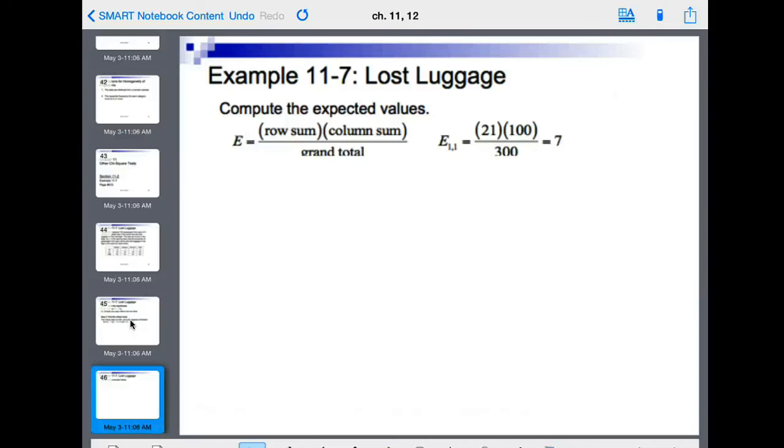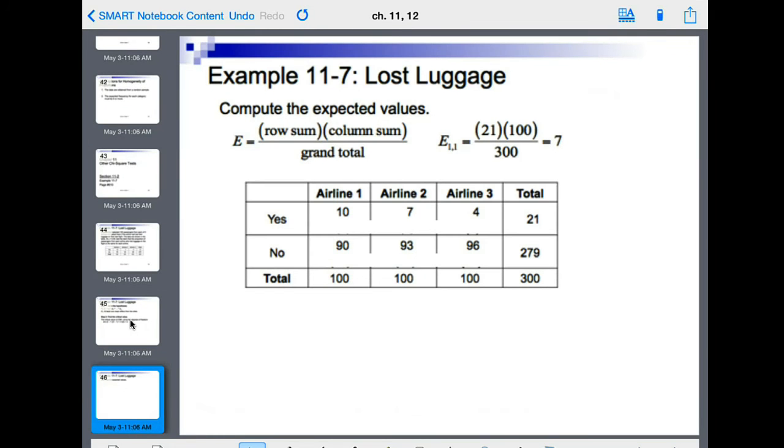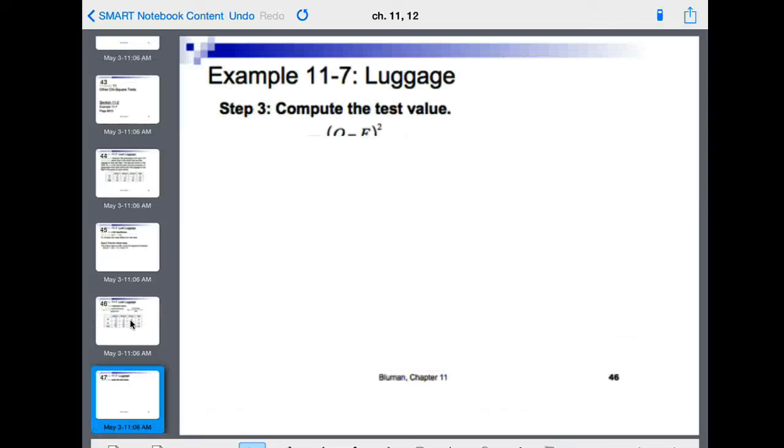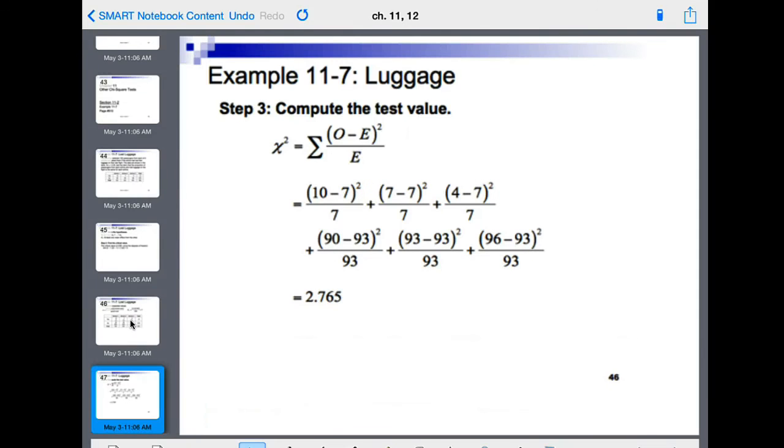Compute our expected values. Same as before, how we compute these. We take it and go row times column divided by total, 7. What's nice about these is it should end up being the same if the proportions are the same. So then we had to compute our test value. 10 minus 7 squared divided by 7. 7 minus 7 squared divided by 7. So on down the line, add them all up and we get our test value at 2.765.